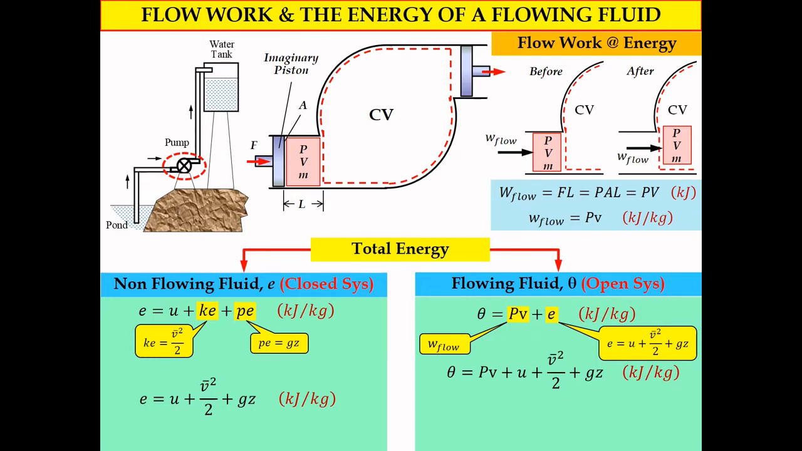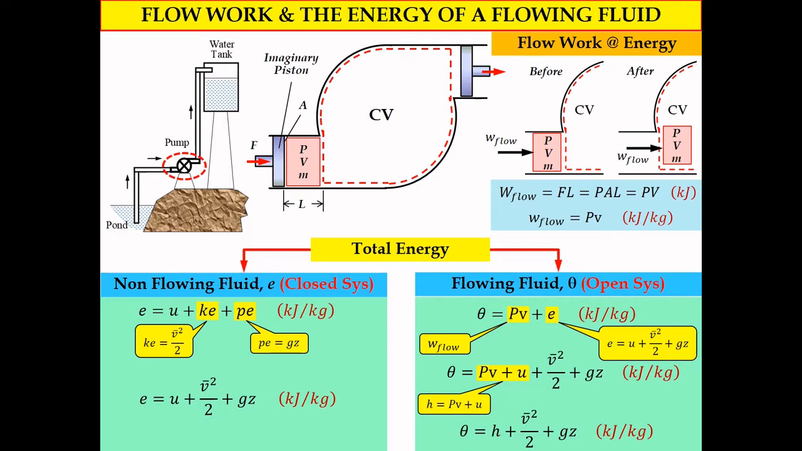Okay, so if we substitute the equation into the theta equation, we will have theta equal to PV plus U plus V bar square divided by 2 plus GZ in kilojoule per kg. And as we have learned before, PV plus U is actually the term for enthalpy, where enthalpy equals PV plus U. So we can substitute the enthalpy term into the total energy of flowing fluid theta.